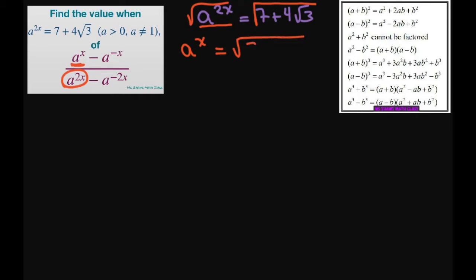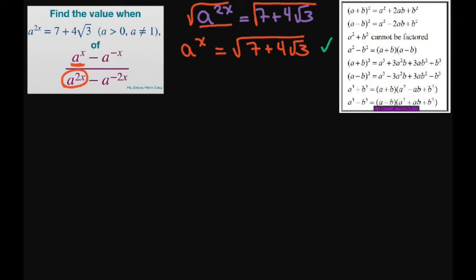So that equals 7 plus 4 square root of 3. And we're going to use substitution and substitute that in for this value here. That's going to help us out. But we also need a^x. So what I'm going to do is square root both sides. When you square root this, you get a^x, and this is going to be the square root of 7 plus 4 square root of 3.